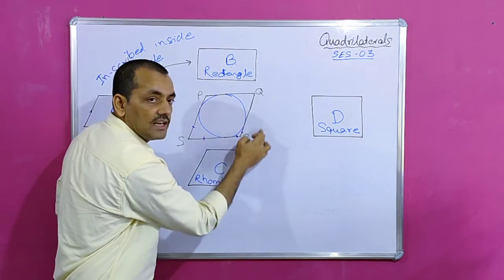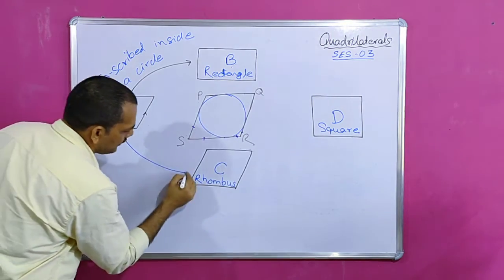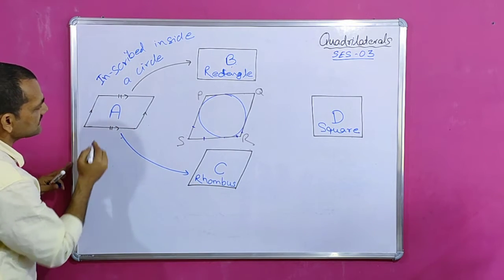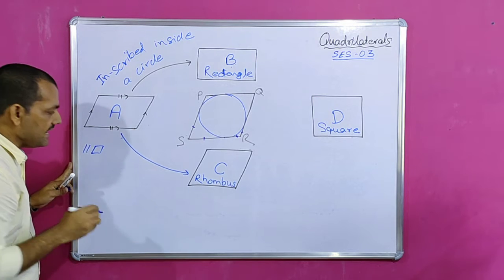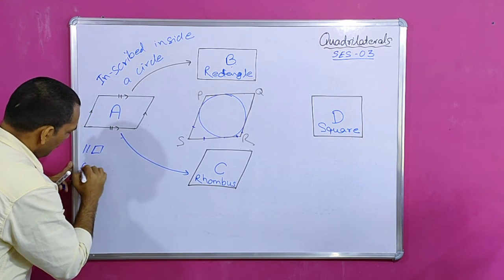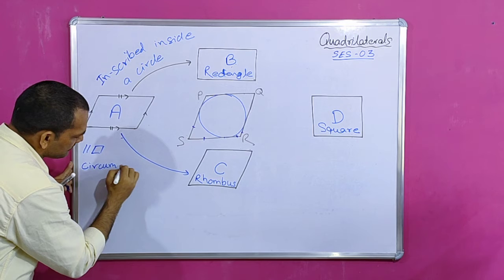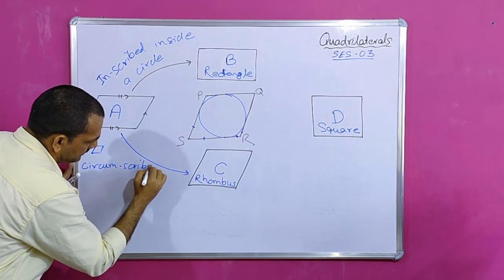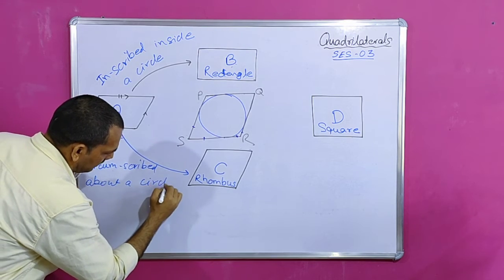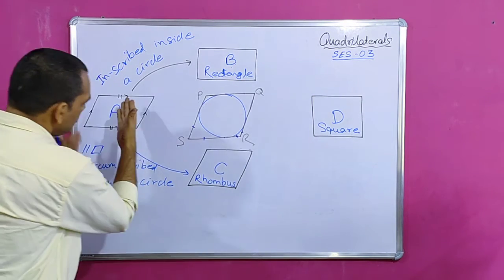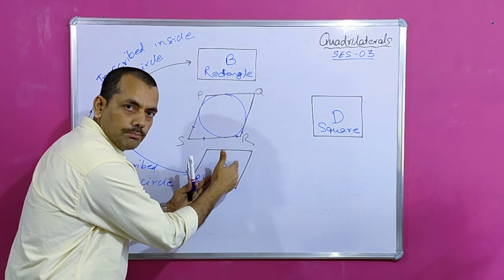Now adjacent sides are equal, so this will reduce down to this. It means whenever a parallelogram is circumscribed about a circle, then this parallelogram is a rhombus.